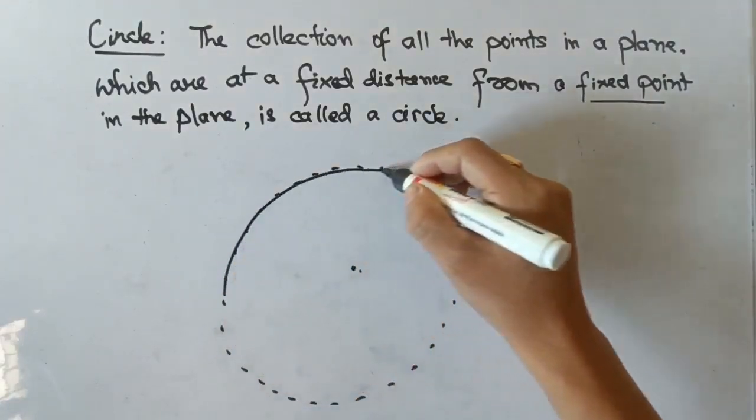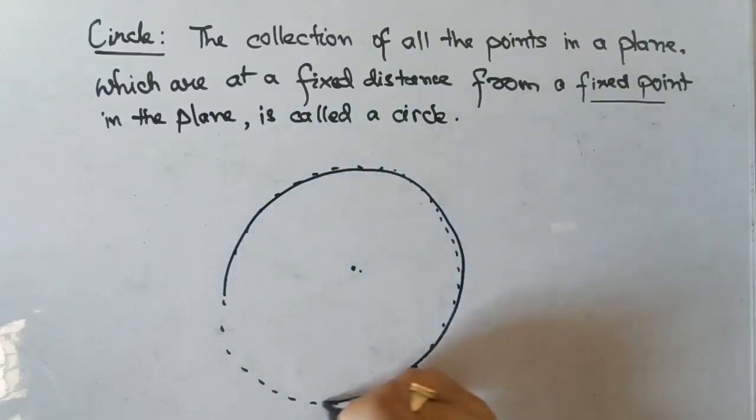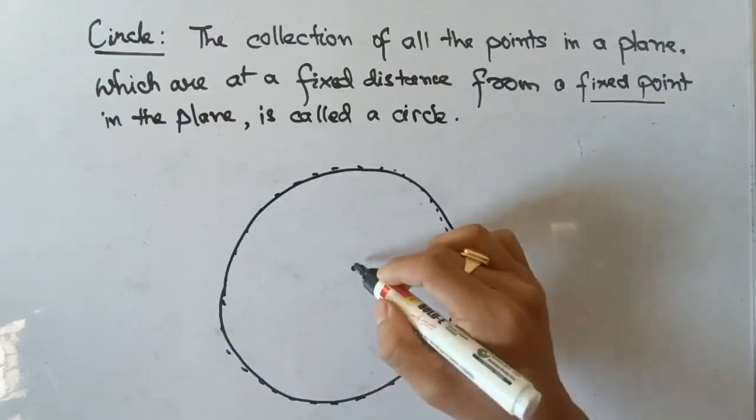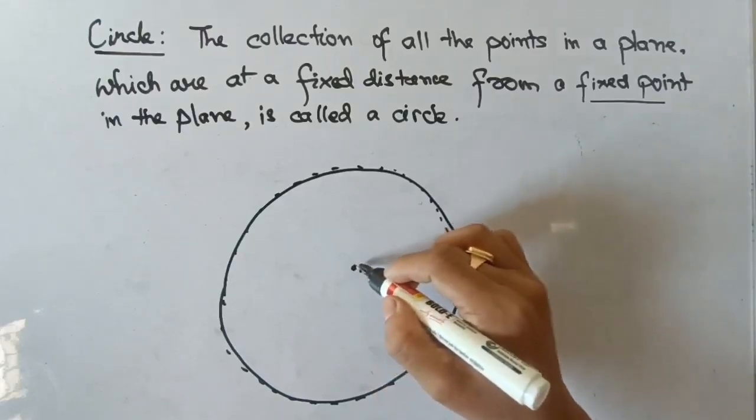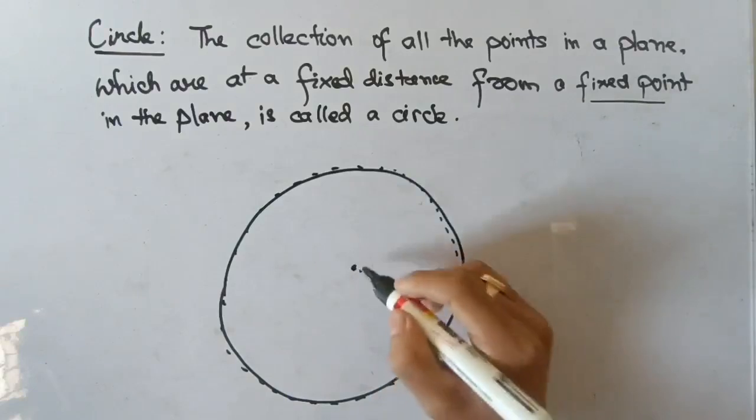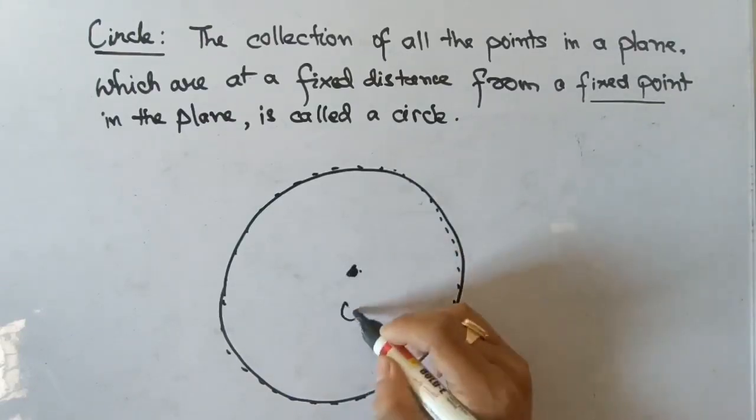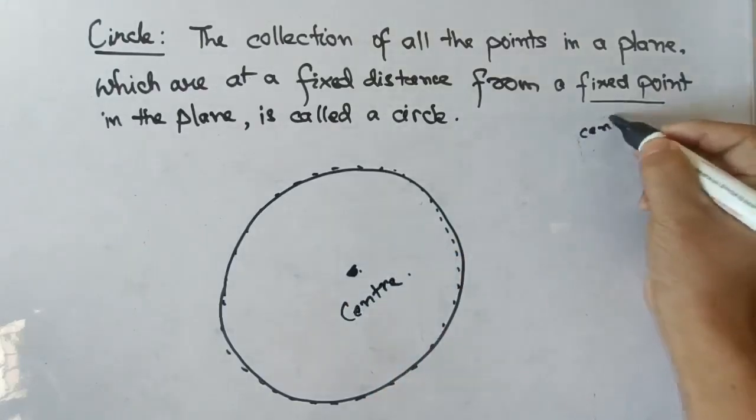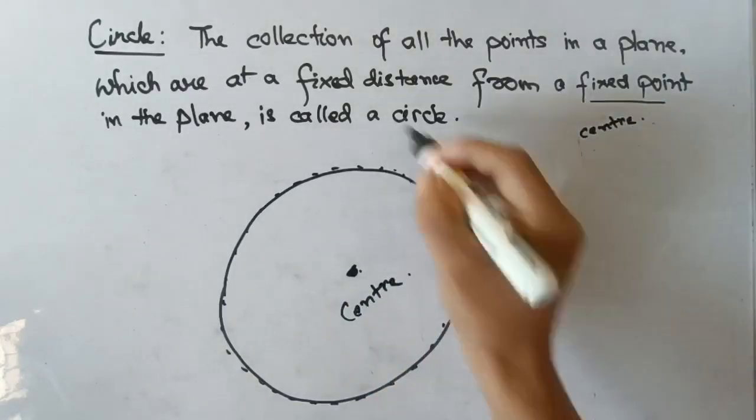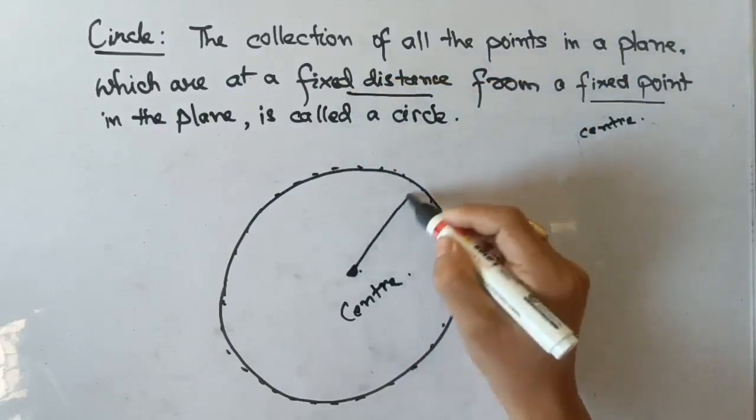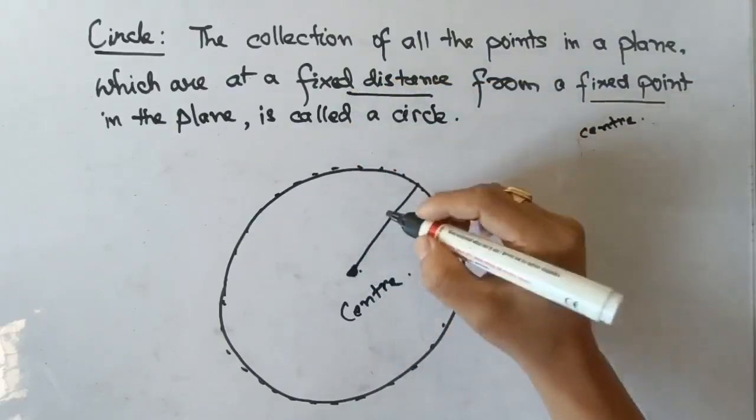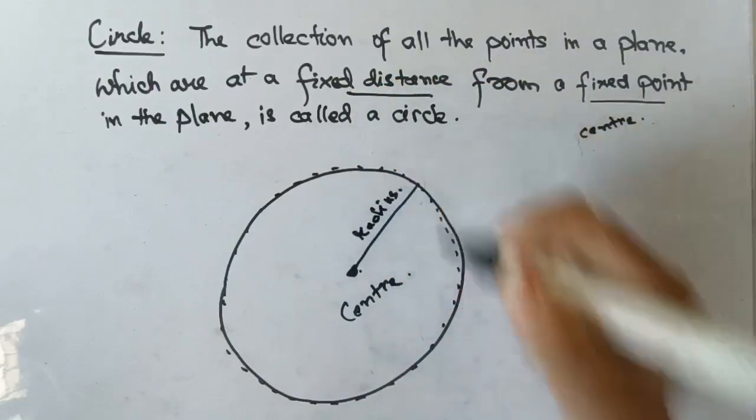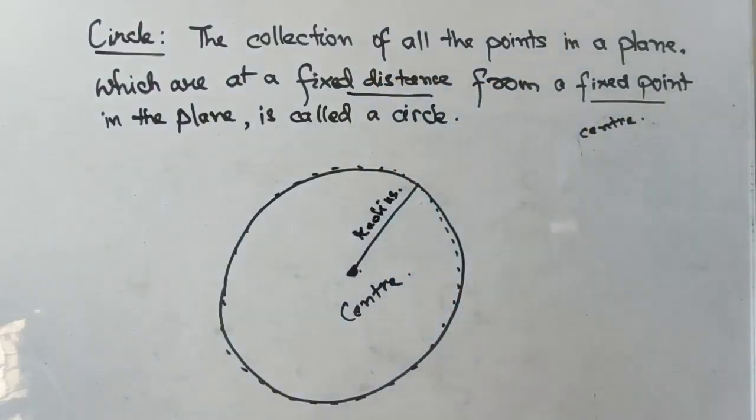So the collection of all the points in a plane from a fixed point which are at a fixed distance is called a circle. The fixed point is the center of the circle, and the fixed distance is the radius of the circle.